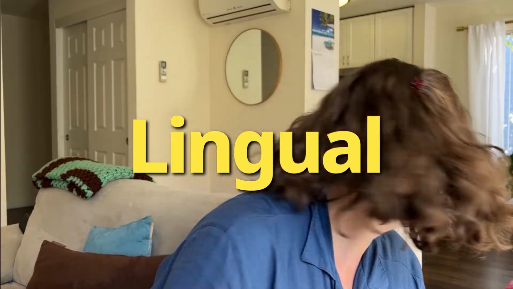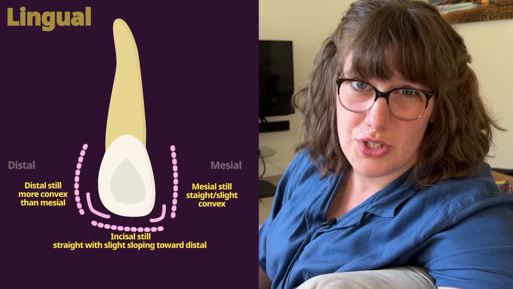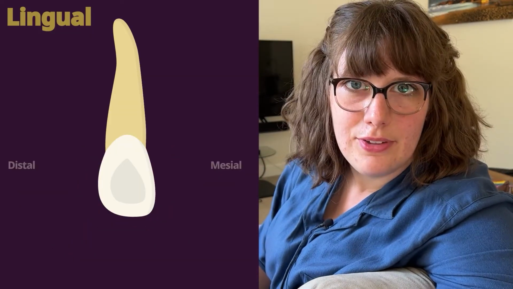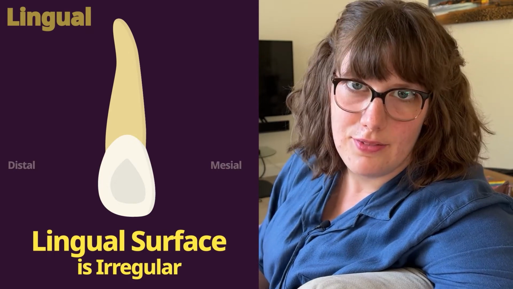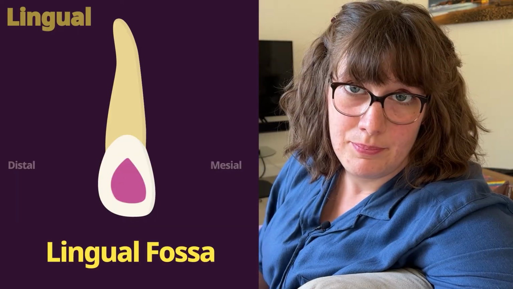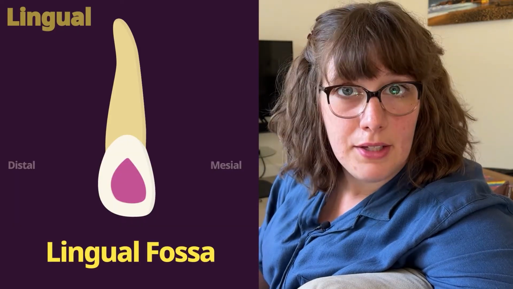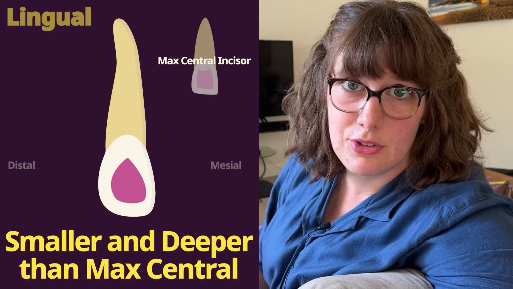Now let's flip this tooth around and look at the lingual. The outline of the maxillary lateral incisor is going to be the same as it was from the facial, just reversed. Where the anatomy is going to differ is that the lingual surface is more irregular than the facial surface. Like the maxillary central incisor, there's going to be a fossa. But the fossa of the maxillary lateral incisor is smaller but deeper than the maxillary central incisor.